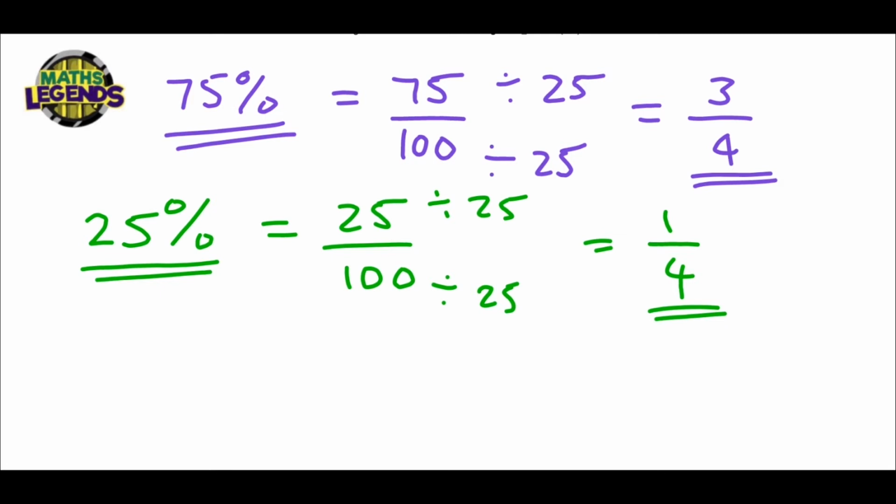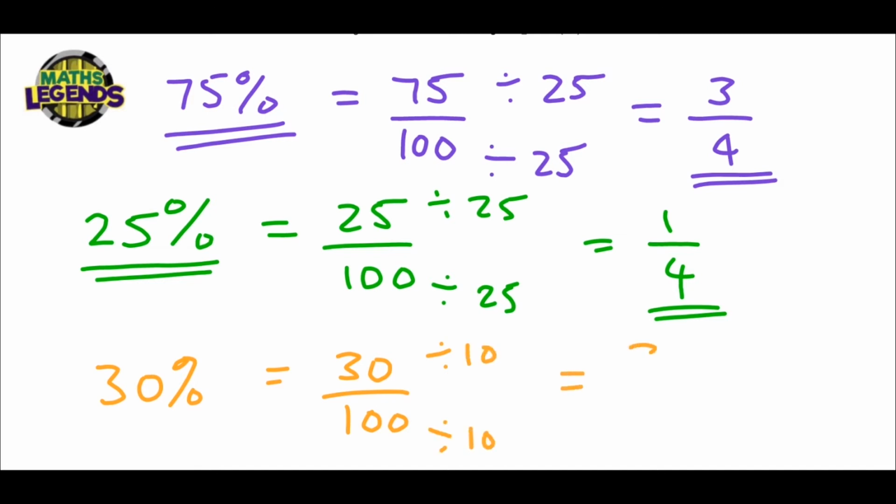And let's consider one more example, 30%, which is equal to 30 out of 100. And we can divide top and bottom by 10 to simplify. That equals 3 over 10. So 3/10 is the same as 30%. So this approach of writing a percentage out of 100 can be applied to any number.